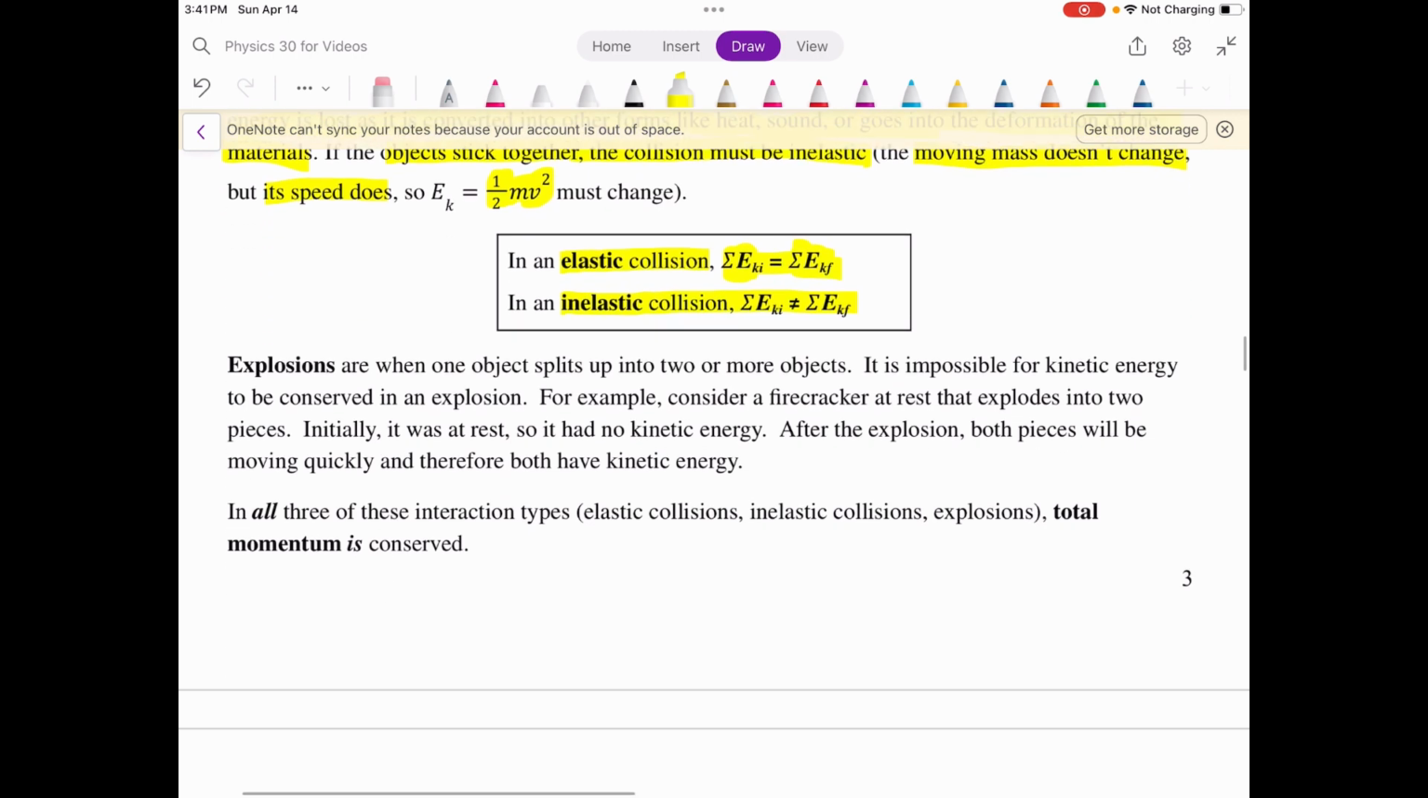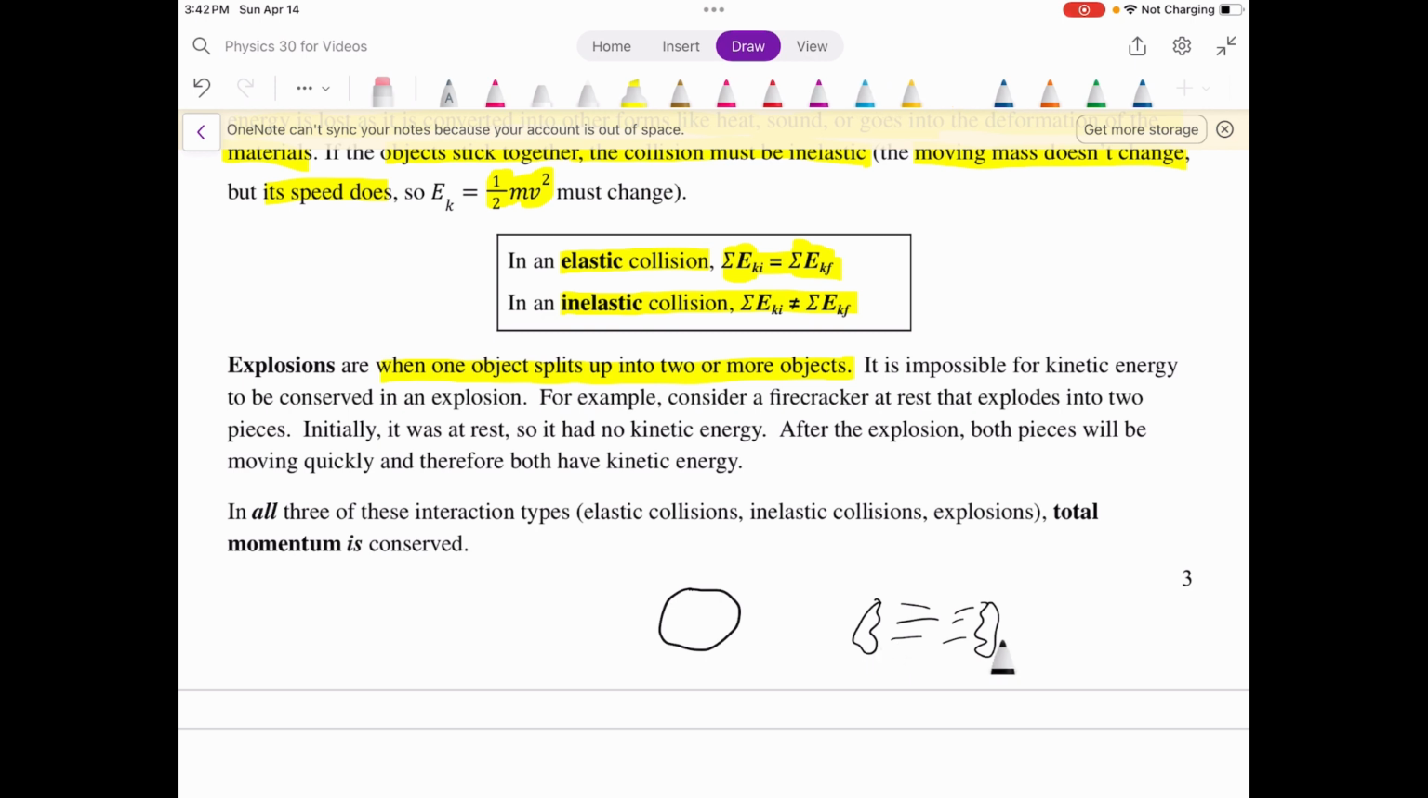Okay. Now an explosion, okay, it's just when one object splits up into two or more objects. Take a second and think about this. Imagine you have a little bomb and it's going to blow up into two pieces that are flying away from each other. Is it possible for kinetic energy to be conserved? What's the kinetic energy here? Is it moving? No, right? So the kinetic energy would be 0.